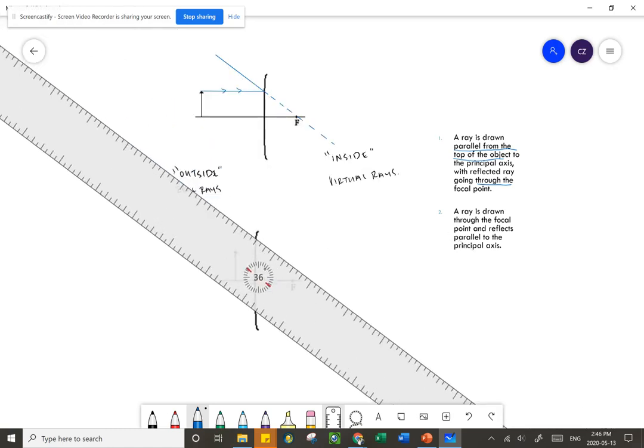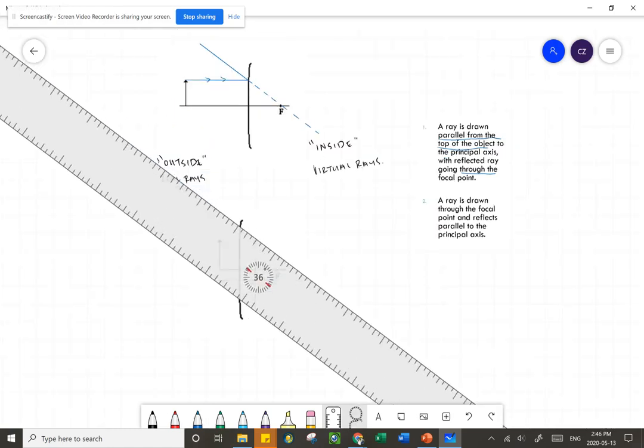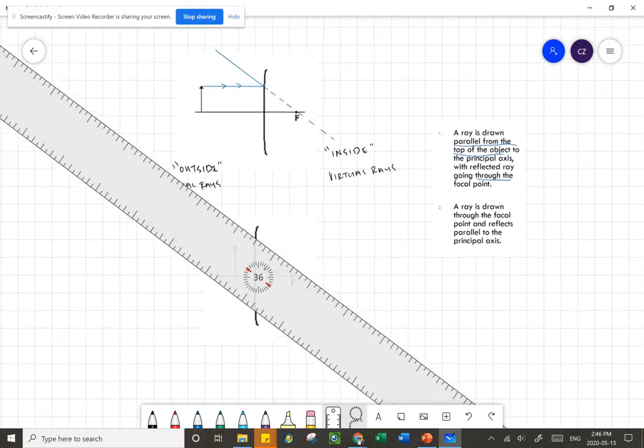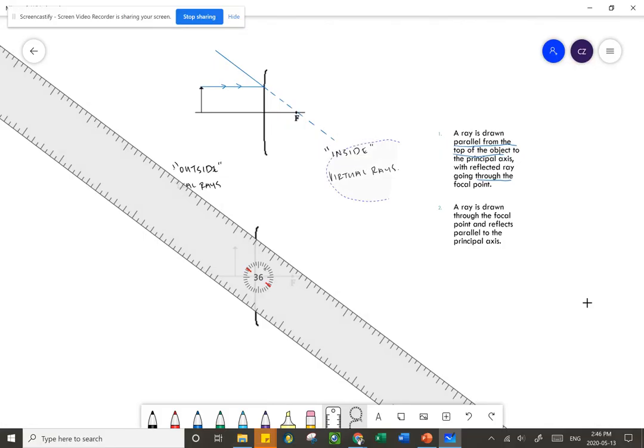Okay, because it's on the inside of the mirror. So remember, anything on the inside of the mirror is made of a virtual ray. I'm just going to get that out of the way here. Okay, and I'm going to do it with a dotted line. A dotted line always tells us that it's a virtual ray. Okay, so there's my first ray that I've drawn.